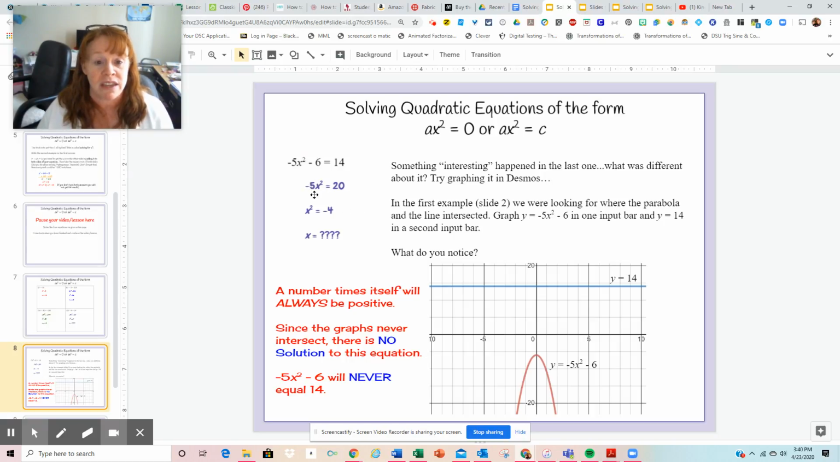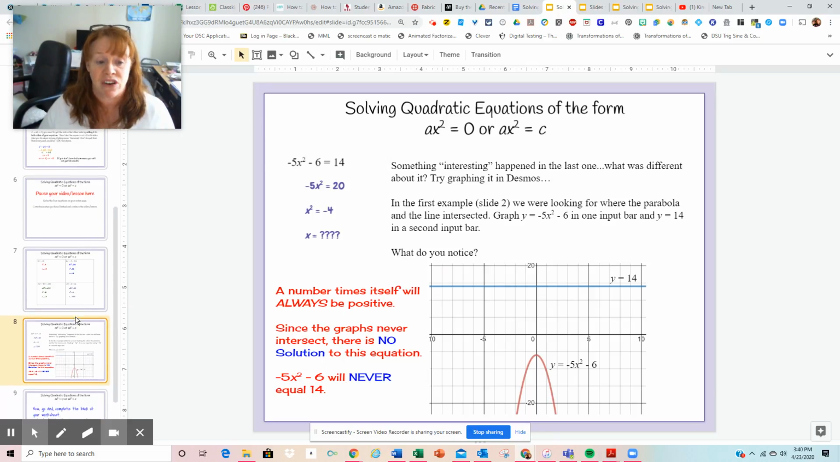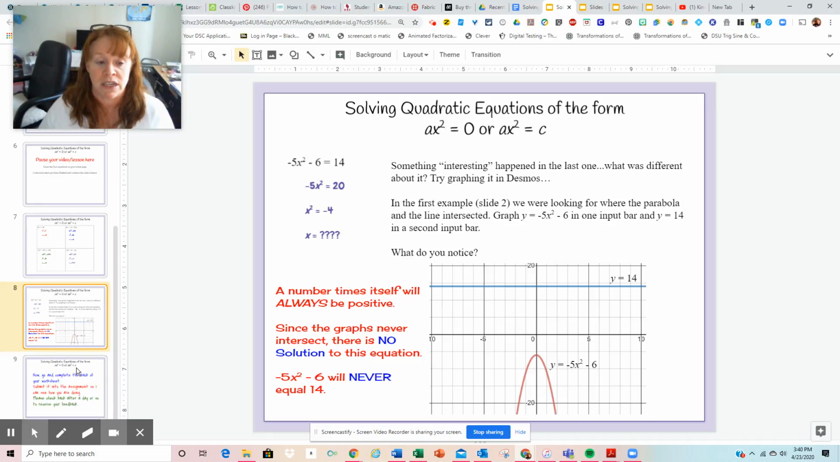Finding out if there's going to be no solution, it's when I end up with a negative square root. The only time that there's going to be one solution is if this was 0, because the square root of 0 is just 0. I don't get two answers for that. And that just means that this would be sitting right on that x-axis. So negative 5x squared minus 6 is never going to equal 14.